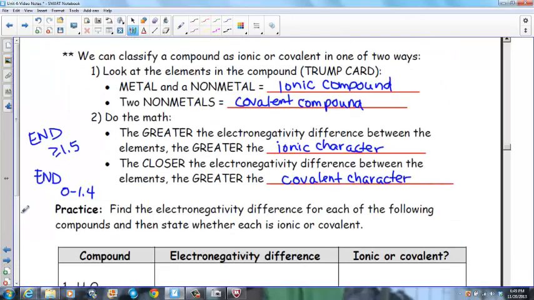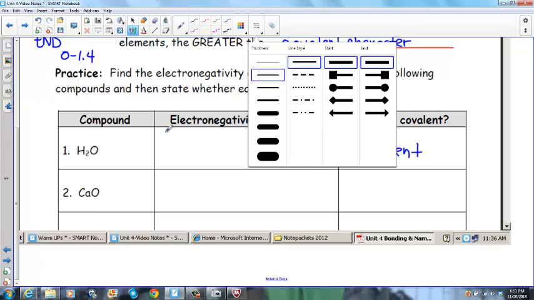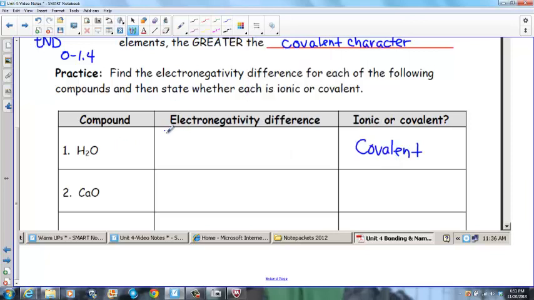So END, we have to figure this out. So we're going to look up the electronegativity value of hydrogen and the electronegativity value of oxygen. So oxygen has a value of 3.5. Hydrogen is 2.1. Subtract them and we get an END of 1.4, which makes it covalent.